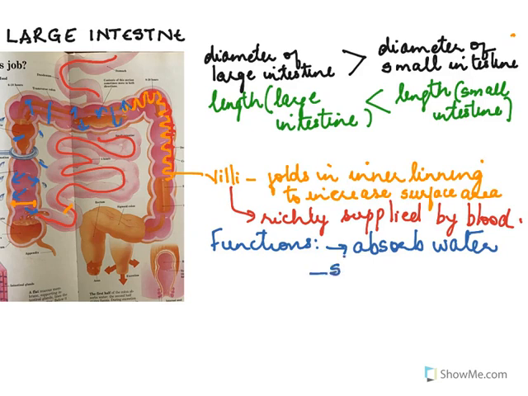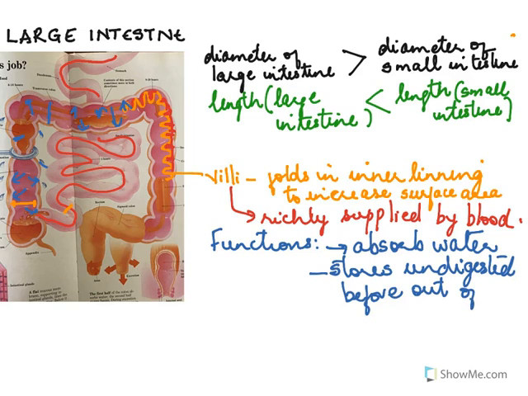It also stores undigested food before it is thrown out of the body. So all the food that is undigested, basically the food now in the large intestines, is food that is not digested. This undigested food is thrown out of the body.